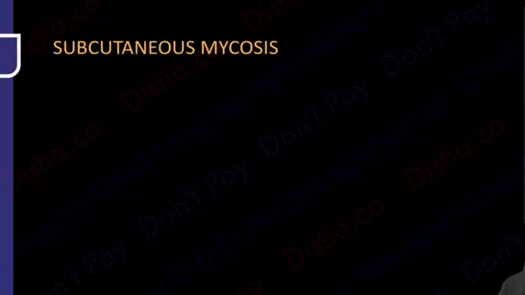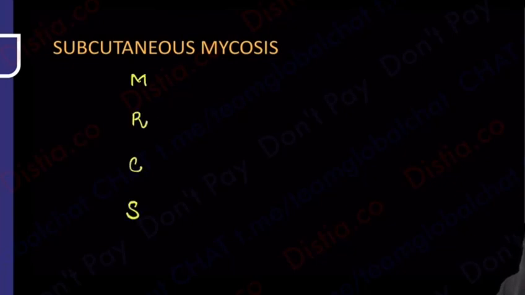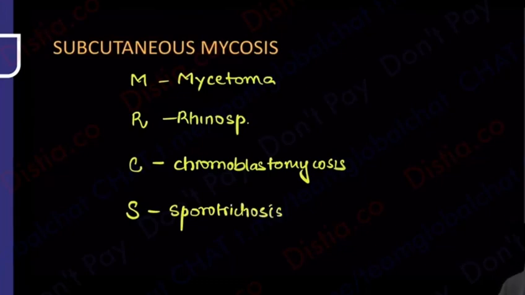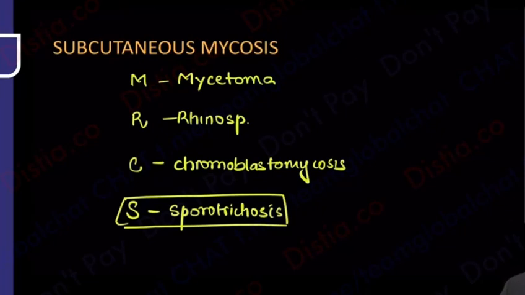I hope all of you remember the mnemonic. Subcutaneous mycosis had MRCS. Let's do a quick recap. The first thing is going to be mycetoma. The next one is going to be rhinosporidiosis. The third one is going to be chromoblastomycosis, and the last one is going to be sporotrichosis. Now just a word over here. If you remember, sporotrichosis or Sporothrix schenckii is coming in two places. It's coming in your subcutaneous mycosis, and it's also coming in your dimorphic fungus, right? So I'll be teaching it to you all together in the dimorphic fungus.